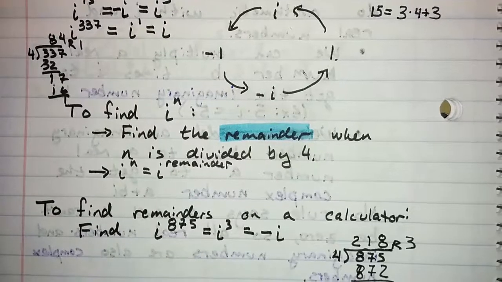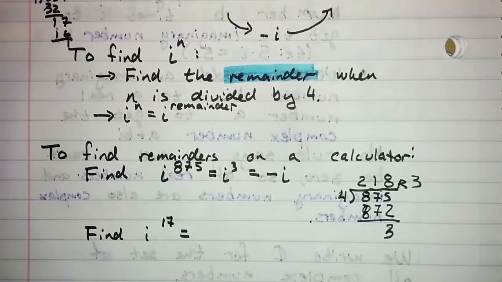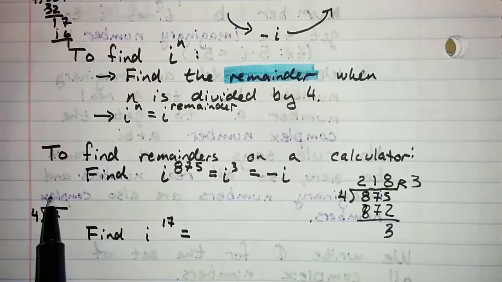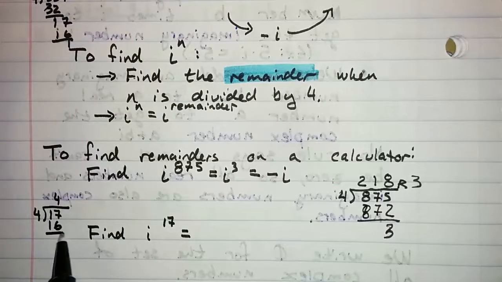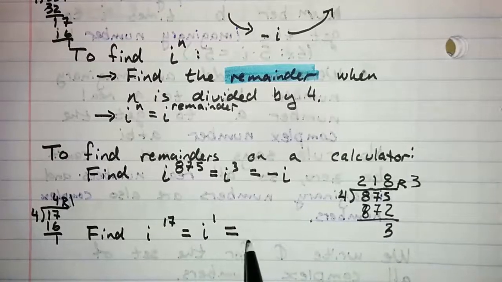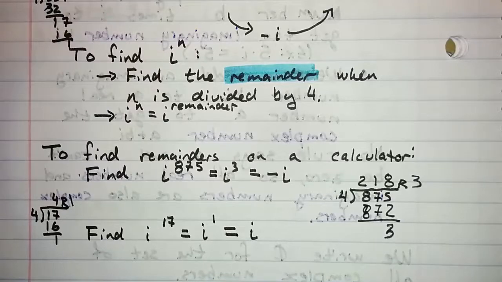I'm going to have you try one of these now. Find i to the 17th. Pause the video and try this now. All right. Well, i to the 17th, that's going to be the same as, 4 goes into 17 4 times, with 1 left over. So that's going to be the same as i to the 1, which is just i.